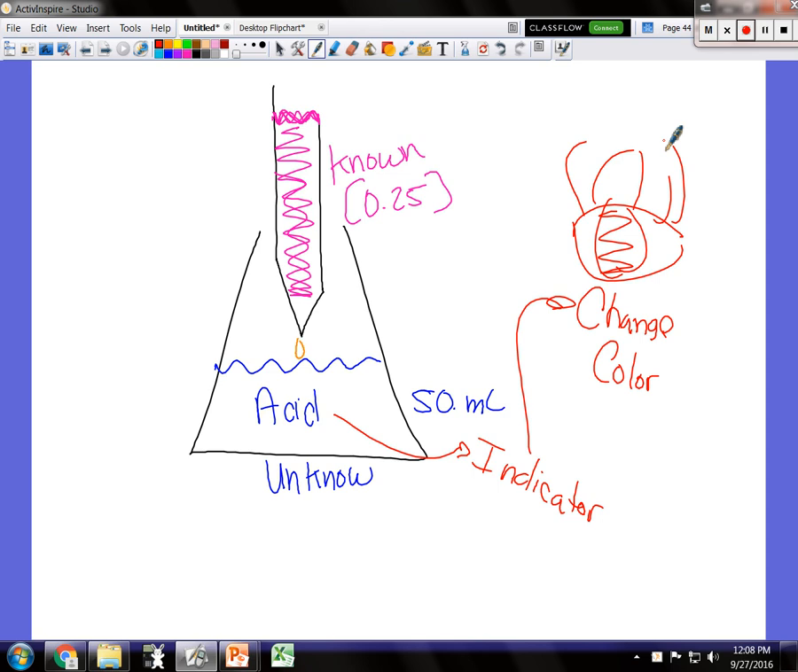But here's the part that's important. When you drip, it will change colors. But as we stir, guess what that color will do? It'll go away. Eventually, you can do one drop and it changes colors and never goes back clear. Okay, so let me show you a video. Let me find one real quick that can help you visualize it.